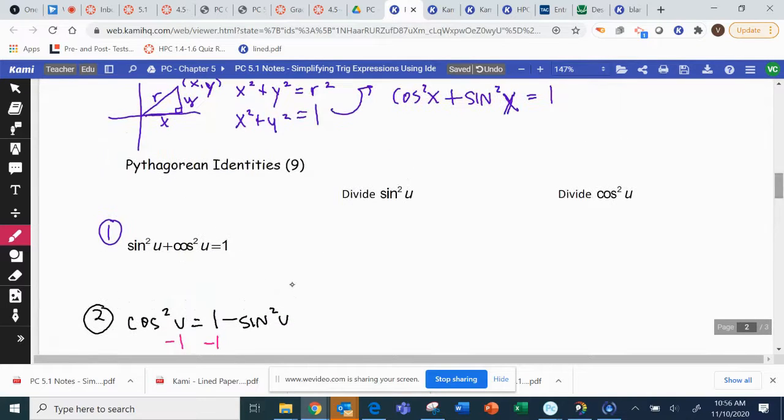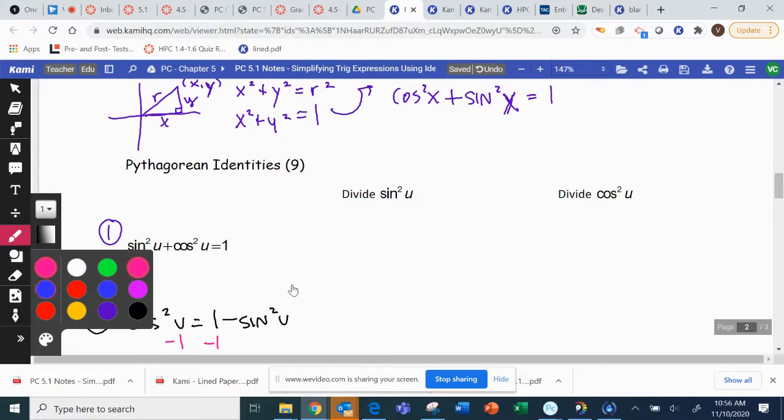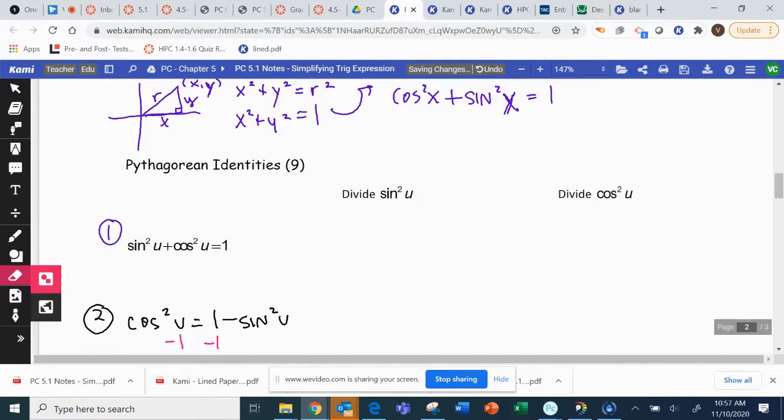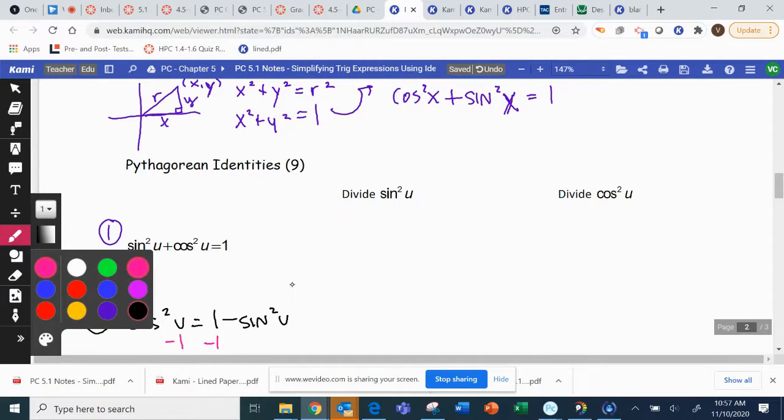Okay, now I have some instructions. I'm going to take my original sine squared u plus cosine squared u equals 1, sorry. I'm going to take that original one. I keep trying to change the color, but it's not. There we go.